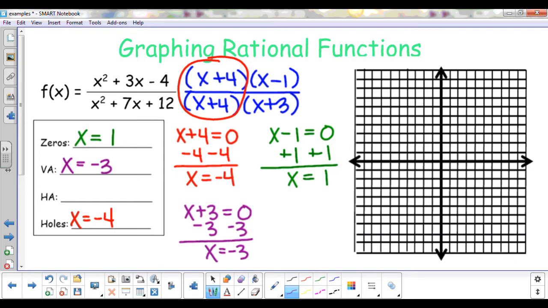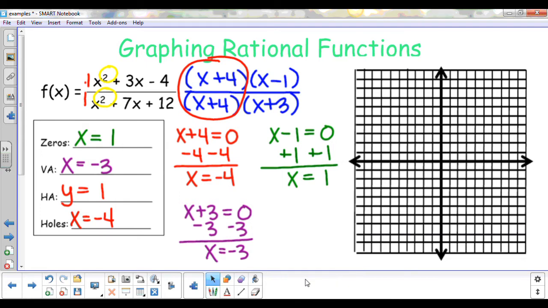The last thing I can find is my horizontal asymptote, so I'm going to compare my degrees. Since both degrees for my numerator and denominator are 2, I'm going to create a fraction from the leading coefficients. So the leading coefficient of my numerator is 1, and the leading coefficient of my denominator is 1. So that's going to simplify to give me a horizontal asymptote at y equal to 1.